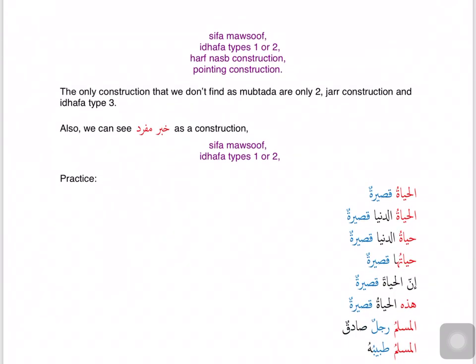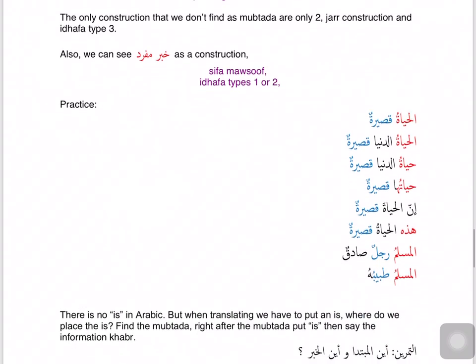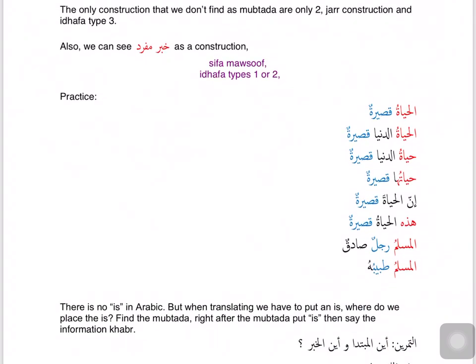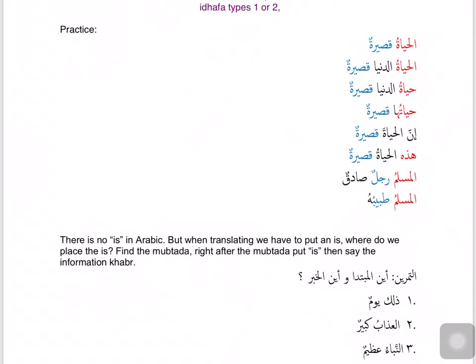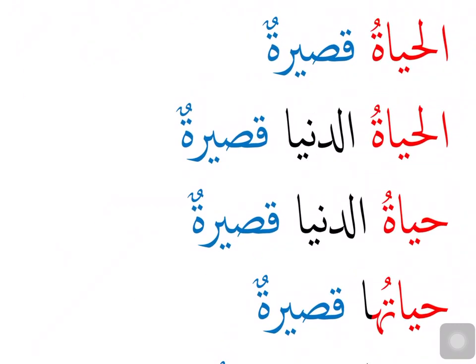Now one more time we want to say that mubtada can be a part of a construction. It can be part of mawsuf sifa, idafa 1 or 2, harf nasb construction or pointing construction. The only two constructions that cannot make mubtada are jar majroor construction and idafa type 3. Also we can see that khabar mufrad can also be a construction. So let's look at these different examples.